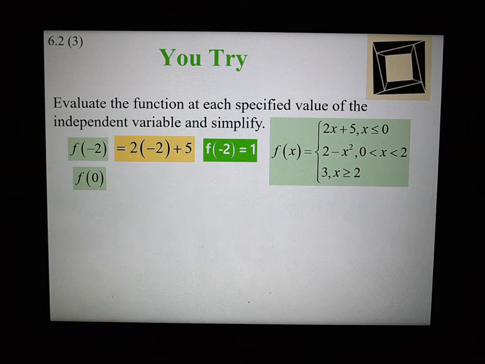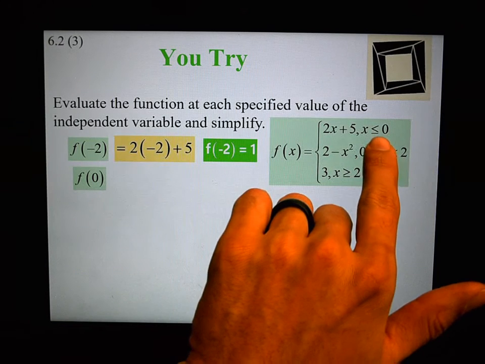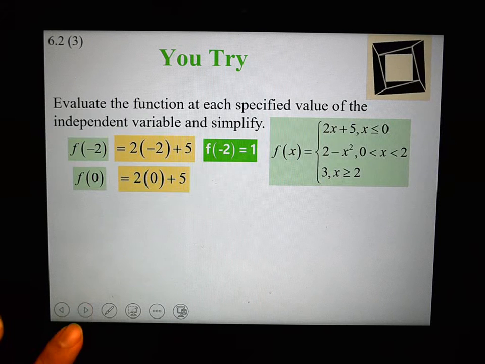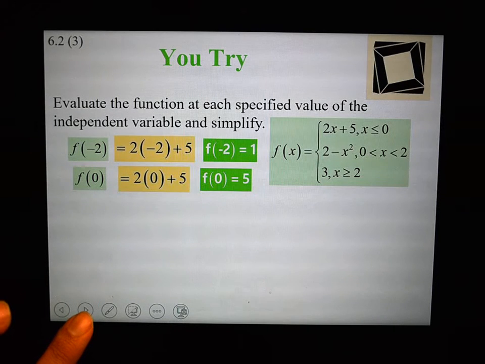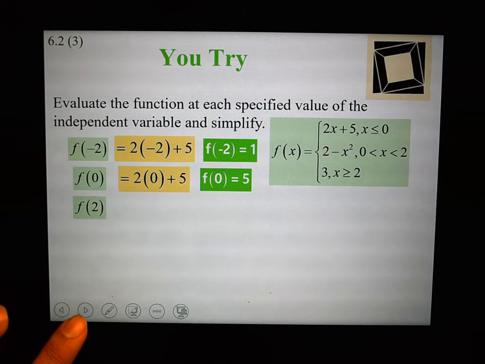I hope you see that the 0 is equal to 0 there, so I have to plug it into the top equation. I can't plug it in anywhere else. It's not equal to 0 anywhere else. Let's try another one. See if you get it.